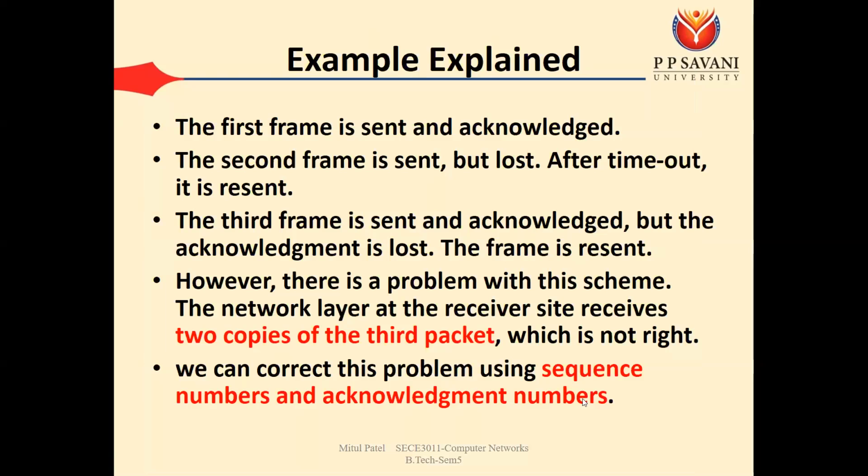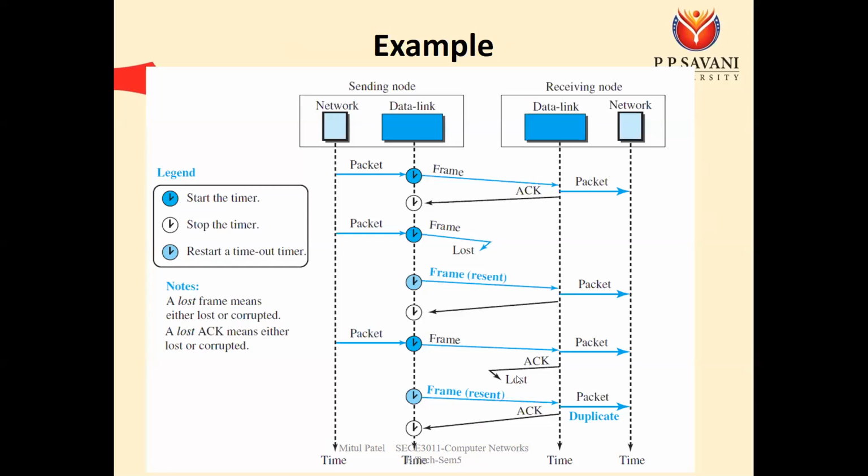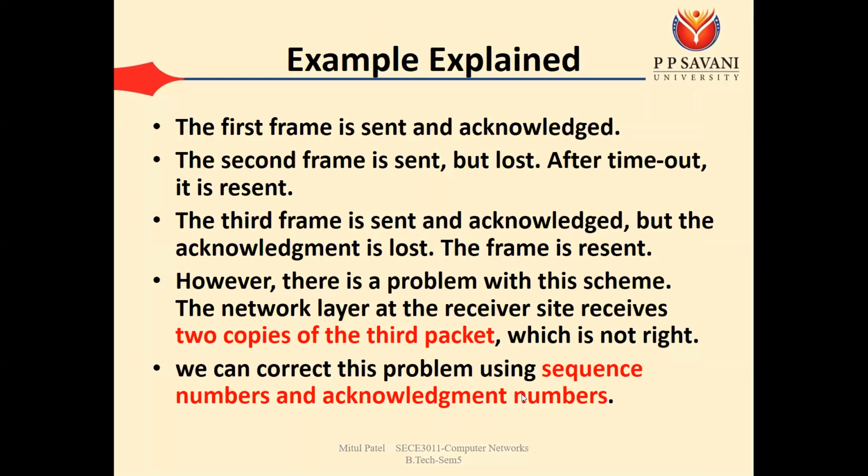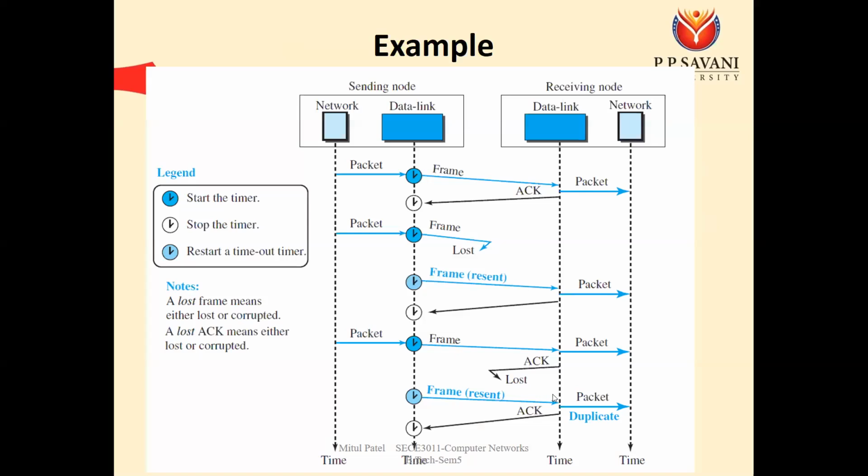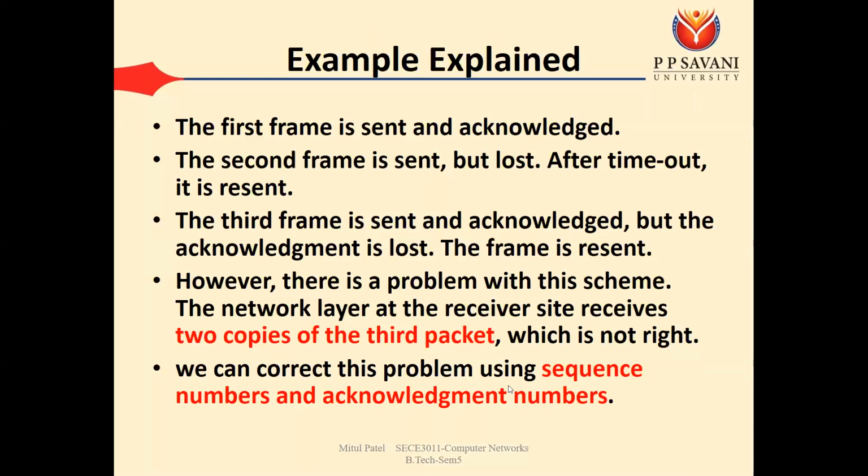So what is the solution? Here the first frame is sent and acknowledged. The second frame is sent but lost, so after timeout it is resent, while in the third frame, the frame was sent but its acknowledgement was lost. However, there is a problem with this scheme. What is the problem? At the receiving side we have two copies of the same frame, when the acknowledgement is lost. So which is not right.